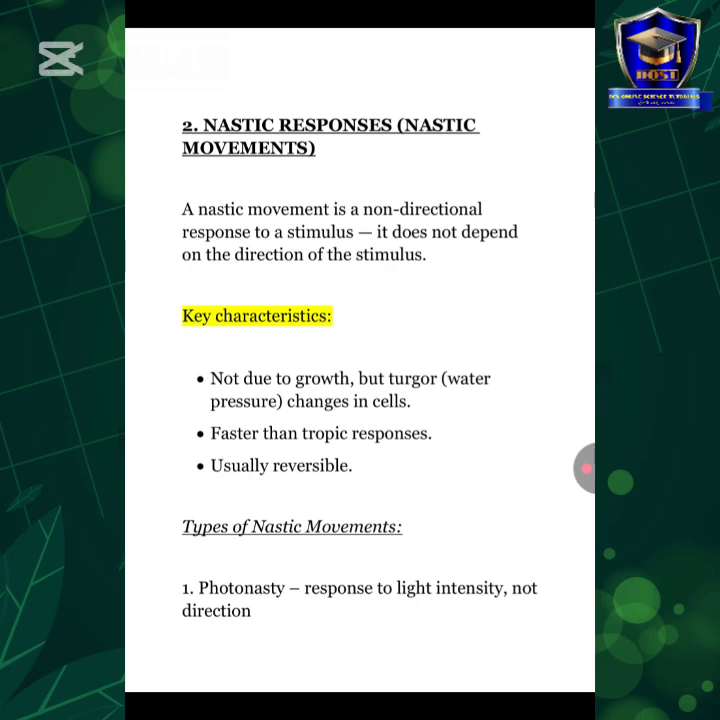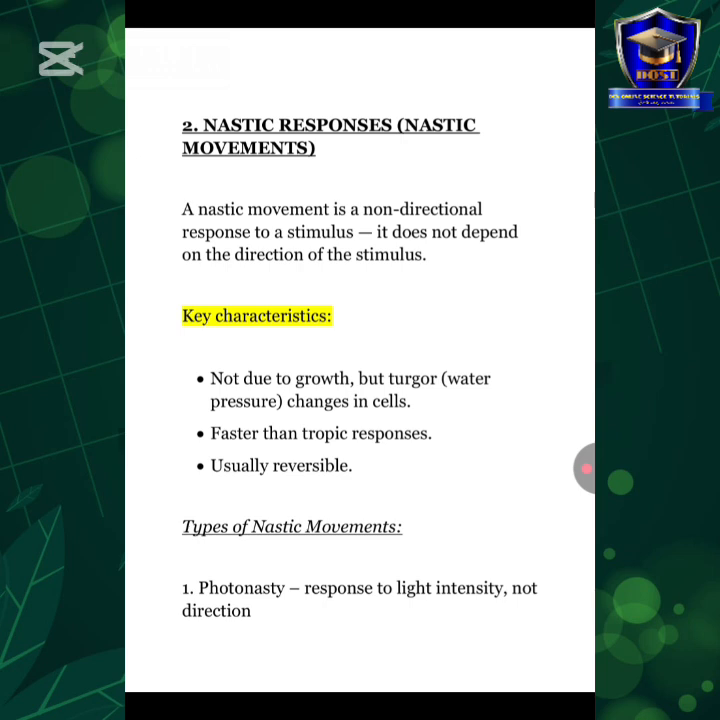Now we'll look at nastic response. So nastic response, or nastic movement rather, is a non-directional response to stimuli. That means it is not going towards a particular direction. Okay, so if you observe the tropic response we did just now, you'll bear with me that the plant is either going towards the stimulus, that's positive, or going away, negative. So that's direction. But in nastic response, there is nothing like direction. Okay, so this is not due to growth, but due to turgor or water pressure that changes in the cell.